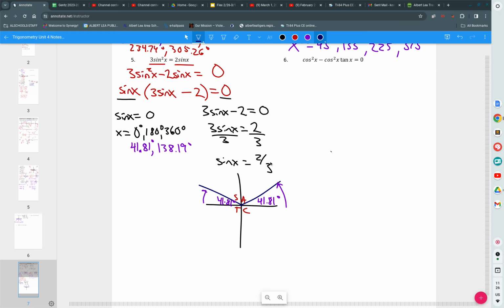Anybody guess what we could do for number six? Factor a cosine squared.